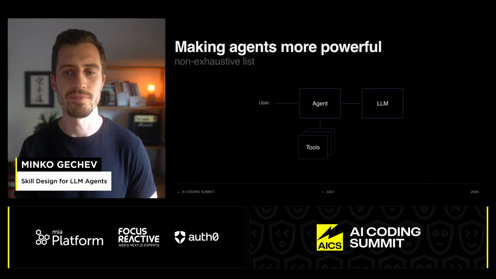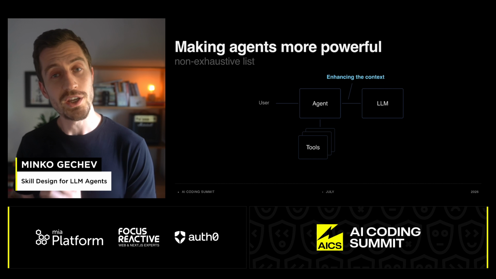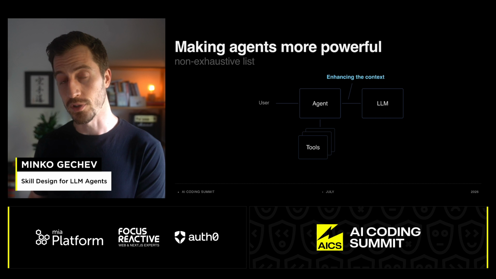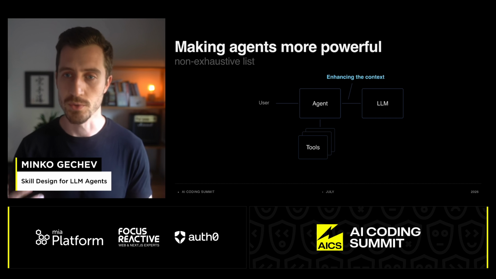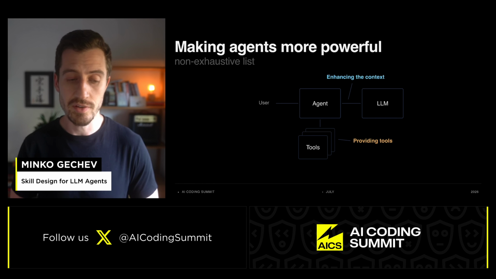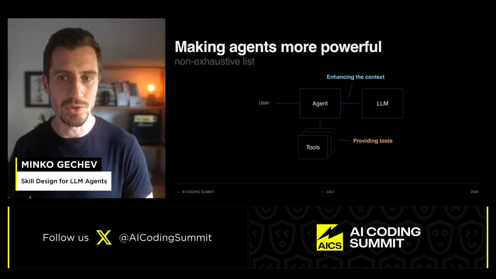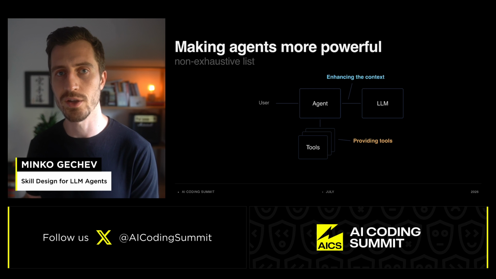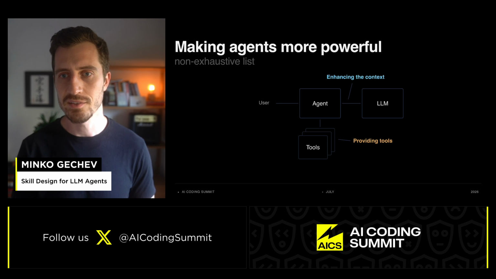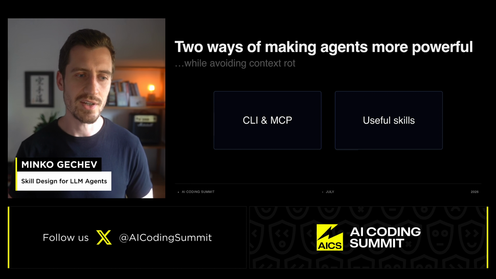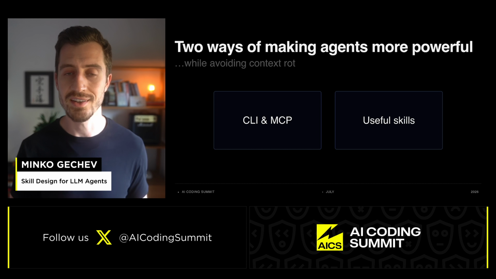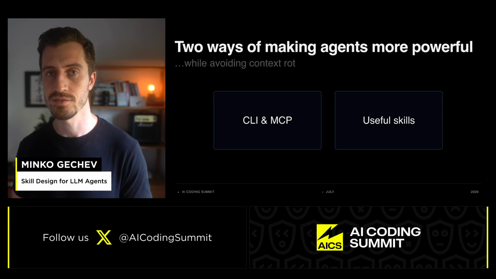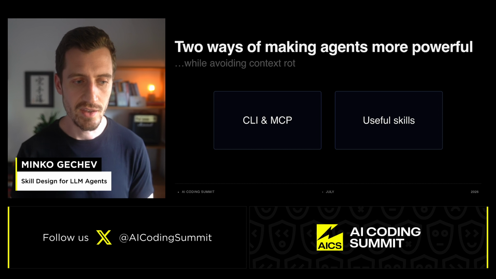in a thoughtful way? Well, we can enhance the context carefully by adding only relevant information, and we can do that through RAG or through skills. Or alternatively, we can also provide extra tools. You actually saw how we can do that with MCP. And probably the two most popular ways of making agents more powerful that I've seen is through CLIs and MCPs and adding useful skills.